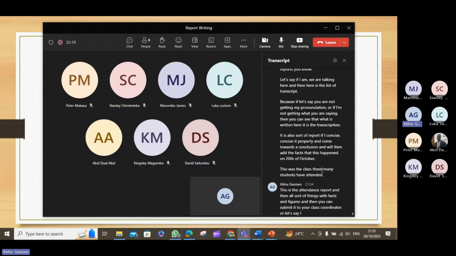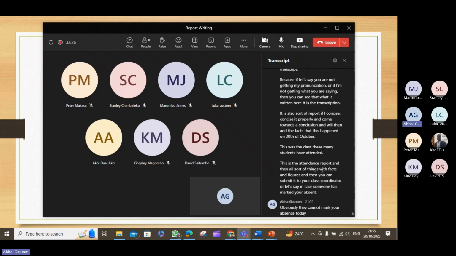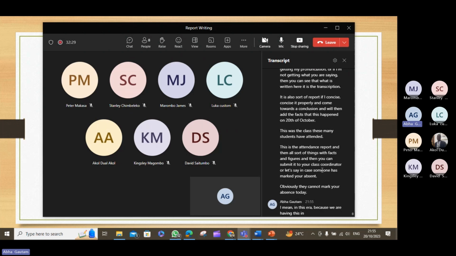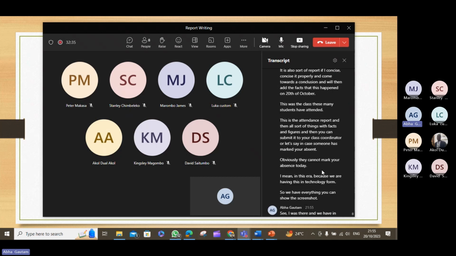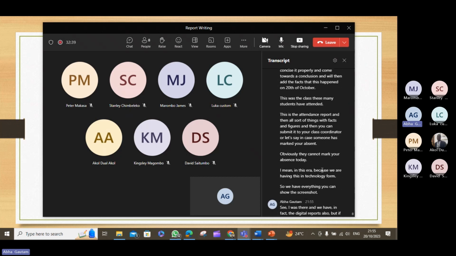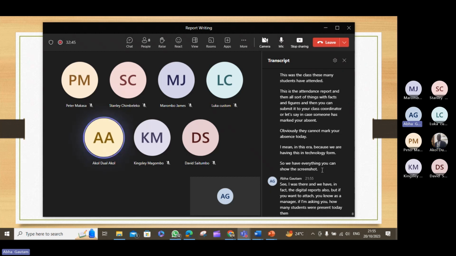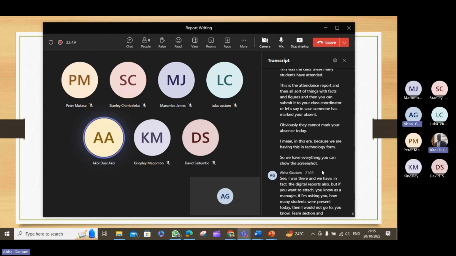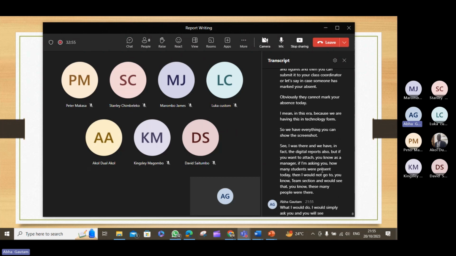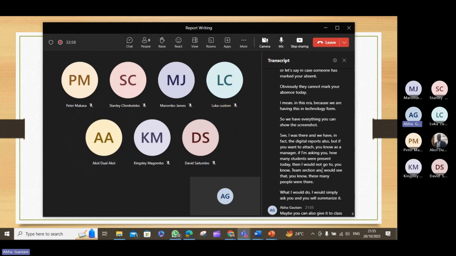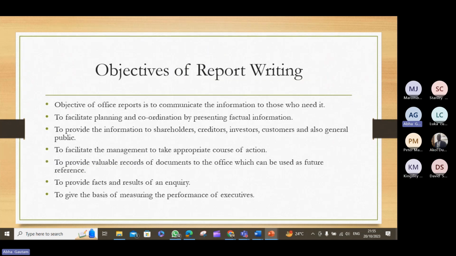Or let's say someone has marked you absent. Obviously, they cannot mark your absence today, in this era, because we have this in technology form. You can show the screenshot and say, see, I was there. We also have digital reports. But as a manager, if I am asking how many students were present today, I would not go to the Teams section to see how many people were there. I would simply ask you and you would summarize it. Maybe you can also give it to the class coordinator and they would do this for you. So this is how the objective of the report is fulfilled. Okay.